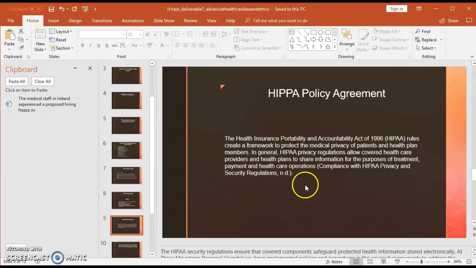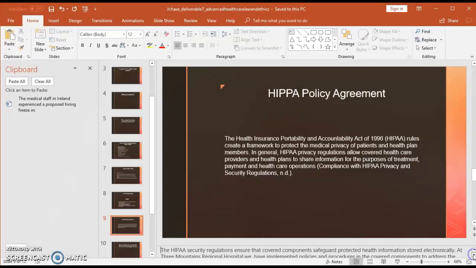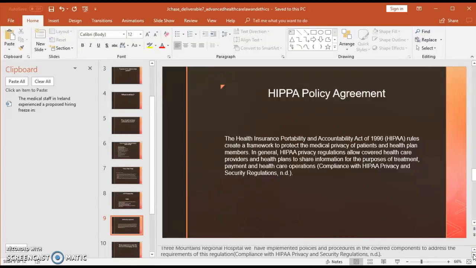The HIPAA security regulations ensure that covered components safeguard protected health information stored electronically. At Three Mountains Regional Hospital, we have implemented policies and procedures in the covered components to address the requirements of this regulation.